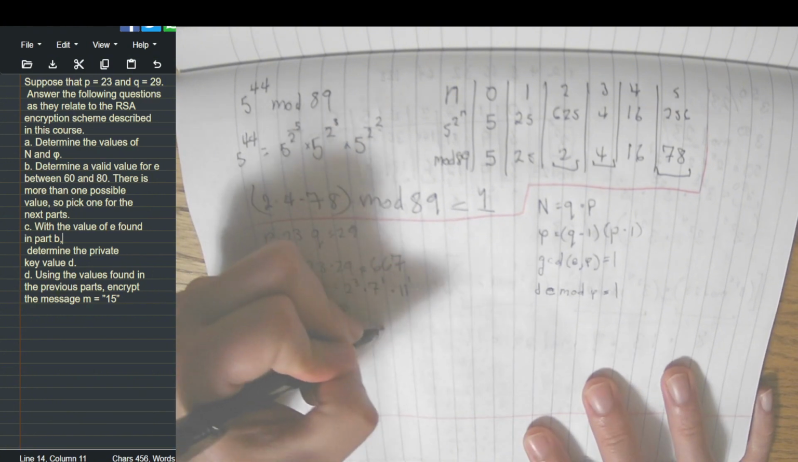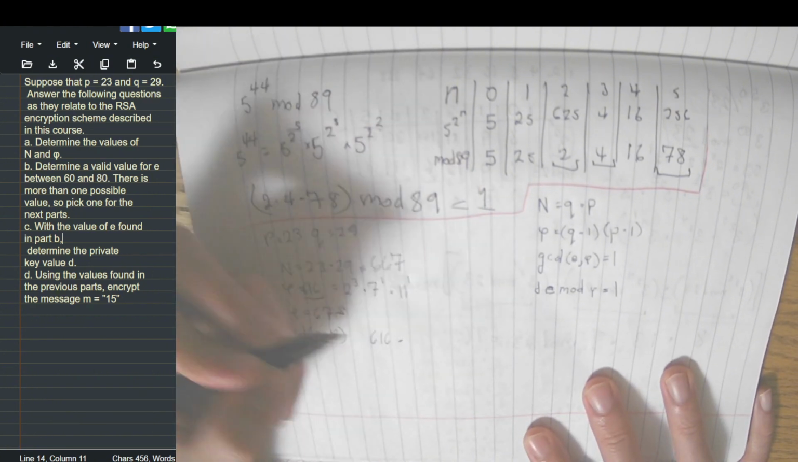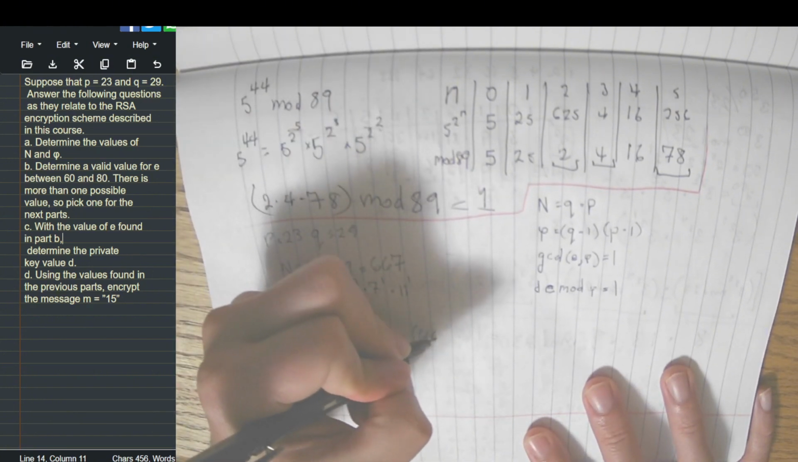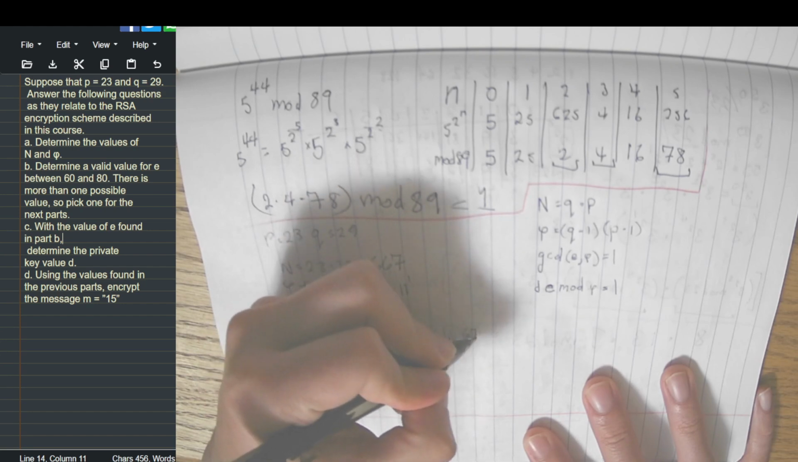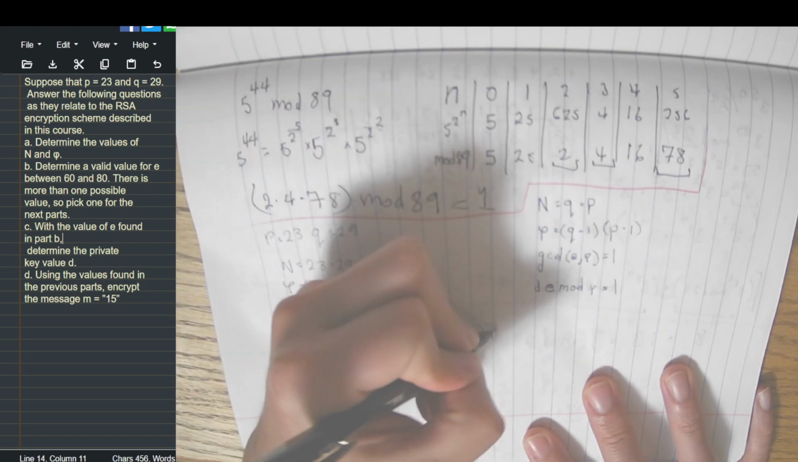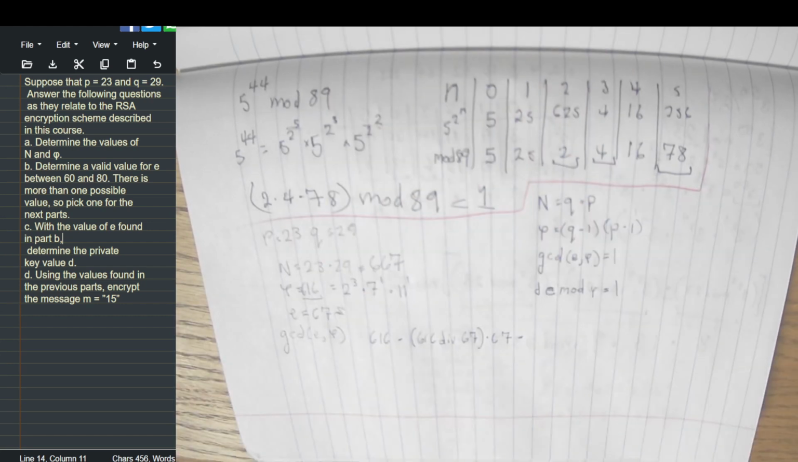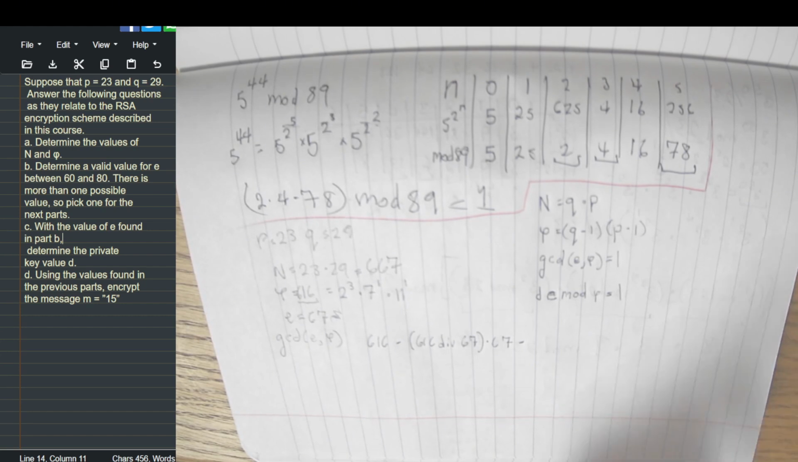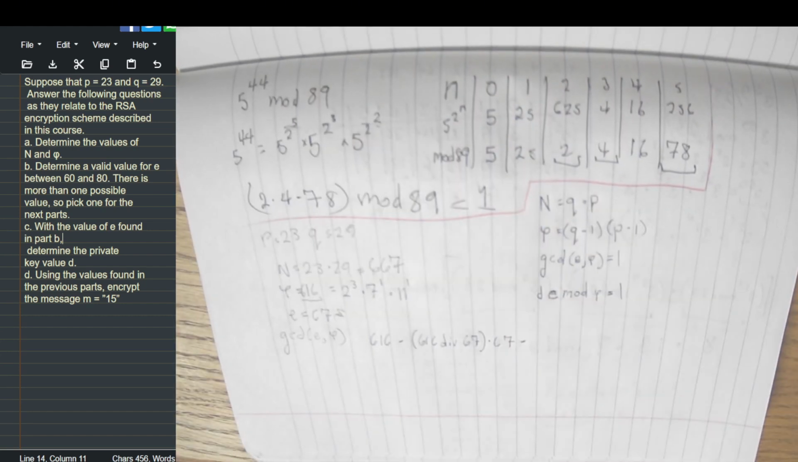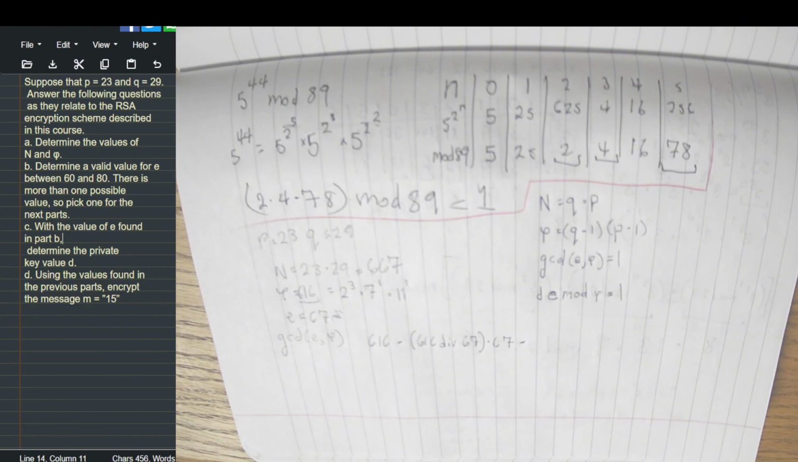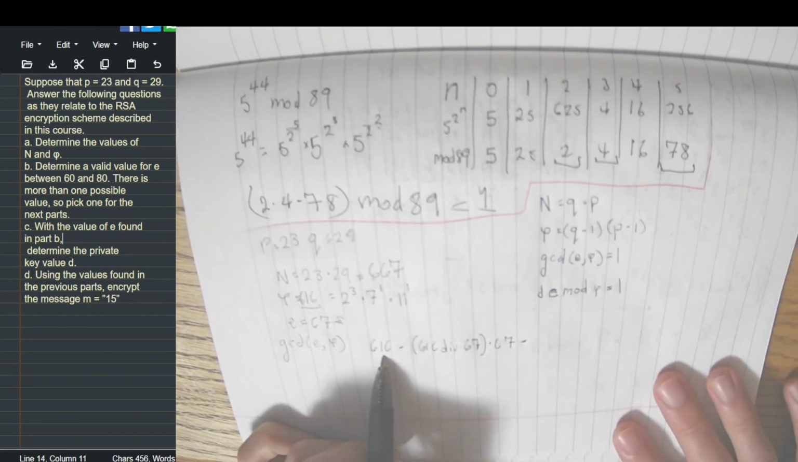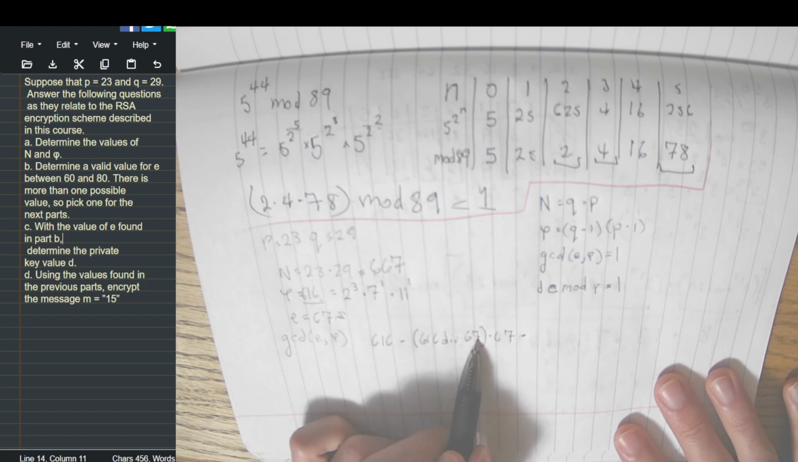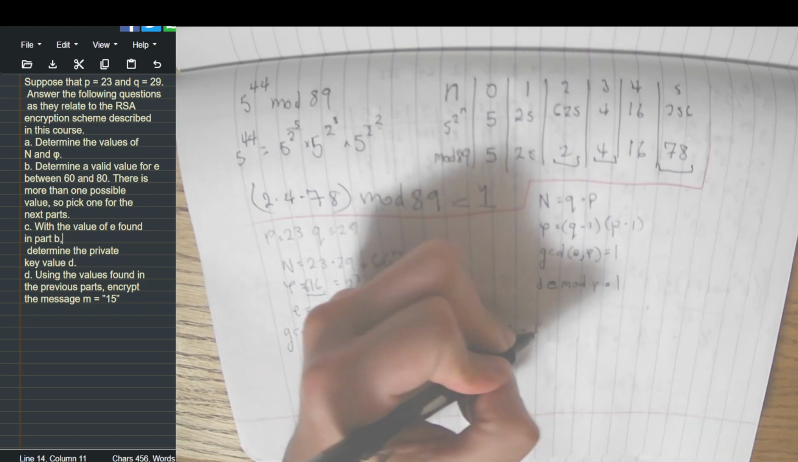Let's start with 616 minus 616 div 67 times 67. That is equal to, what is 616 divided by 67? It goes into 616 9 times. So 9 times 67 is 603. So we have 616 minus 603, which is 13.